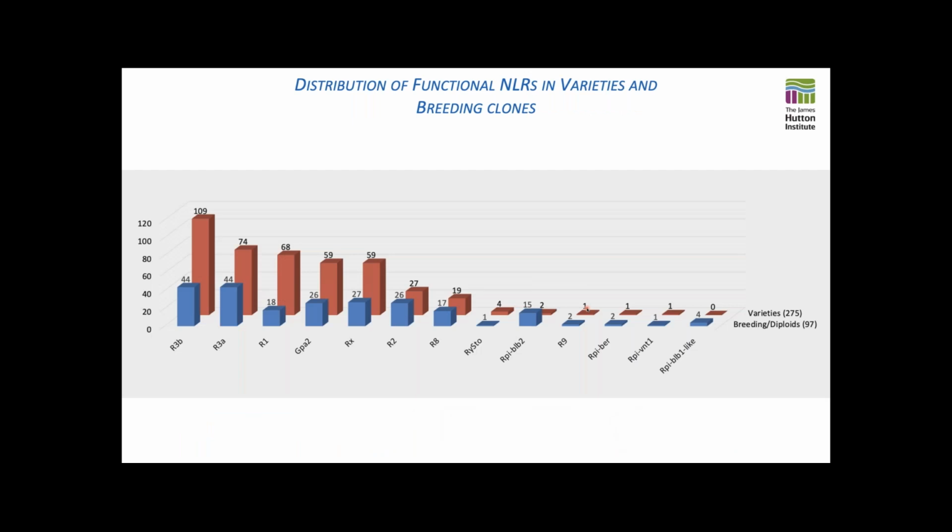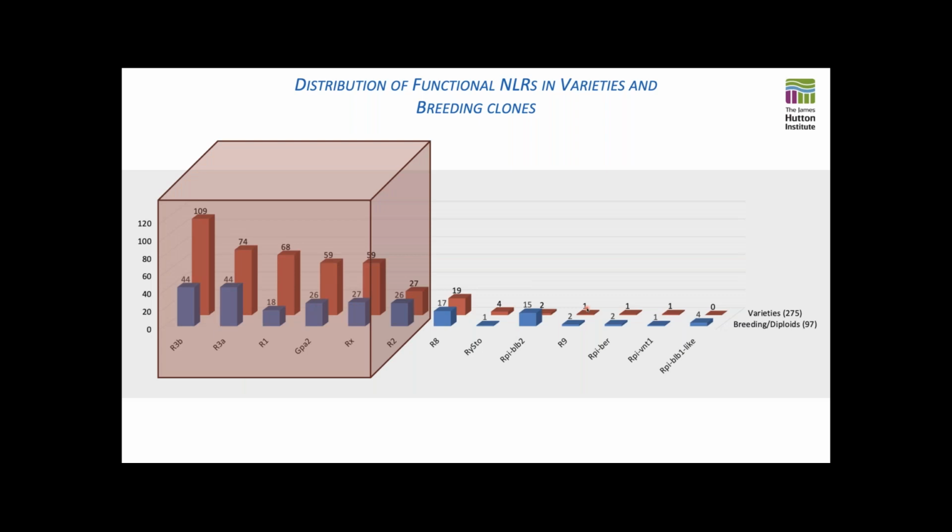I summarize it very briefly here. In red, we've shown you the varieties. So we looked at over 270 varieties, and in blue, we have breeding clones. And if we look at the already defeated resistance genes, we can tell you they are in high abundance in a lot of the cultivars that are currently being grown, but also that are already being bred at the moment.